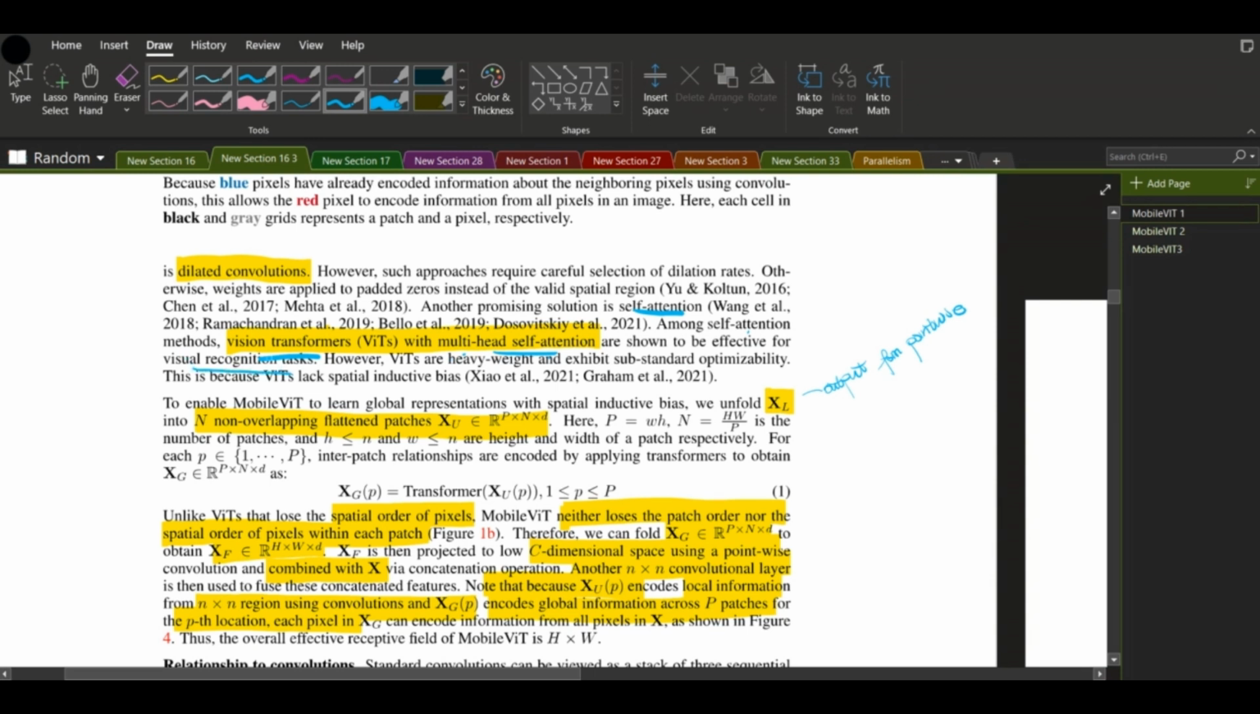So how did they integrate this vision transformer into the MobileViT architecture? They unfolded the output from the pointwise convolution into N non-overlapping flattened patches, denoted as this. We can think of P as denoting the number of patches. This output is then fed into the transformer to learn the inter-patch relationships.